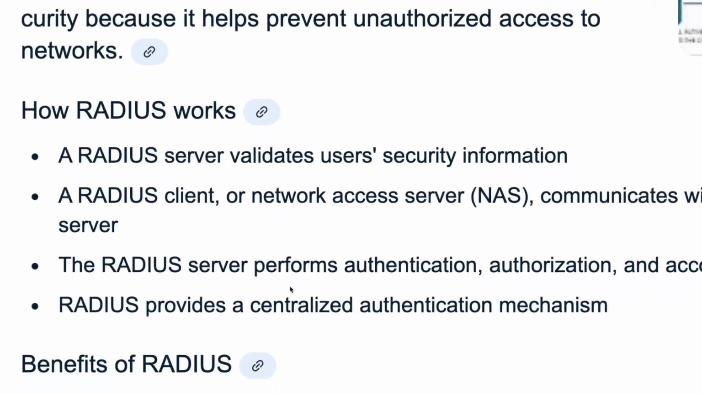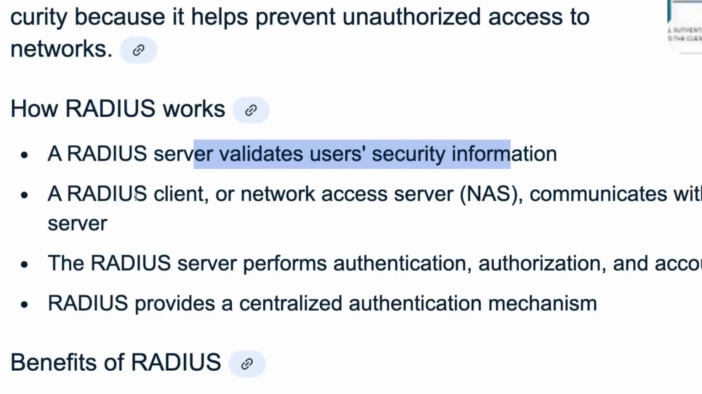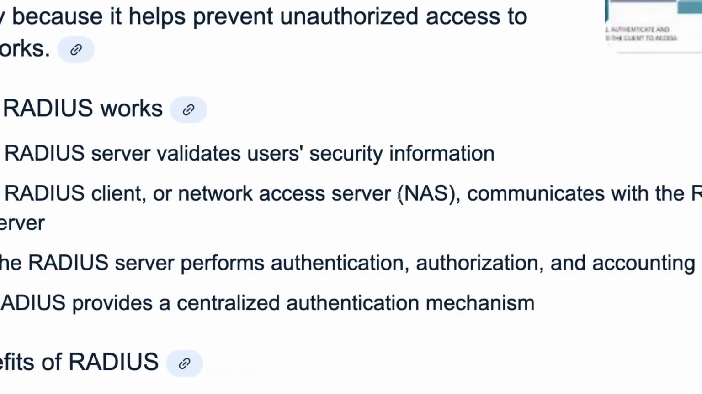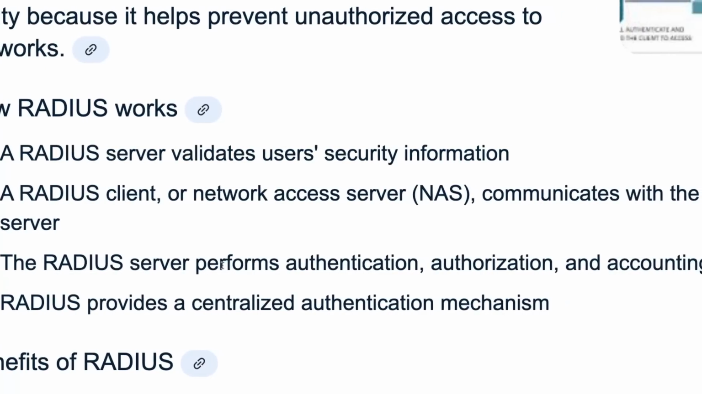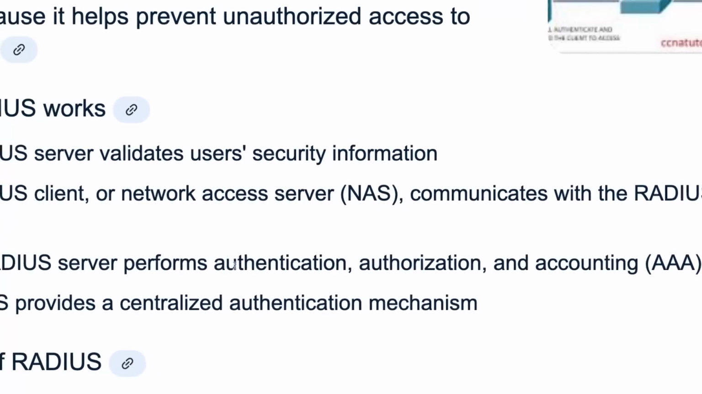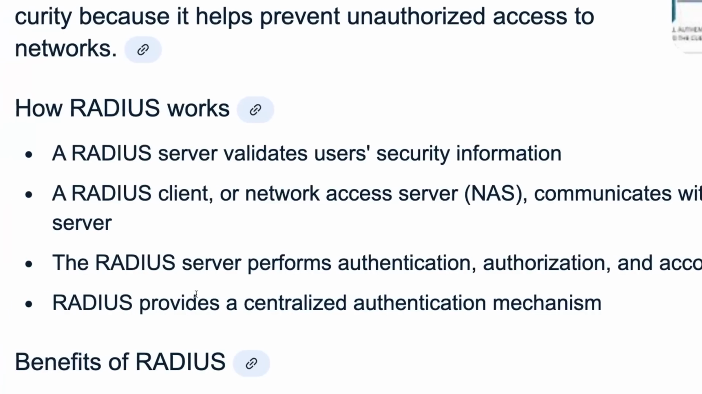How this works is the server validates user security information, then the client or the network access server communicates with the RADIUS server, and then the RADIUS server performs authentication, authorization, and accounting. RADIUS provides a centralized authentication mechanism.